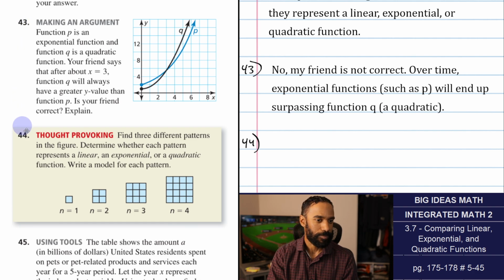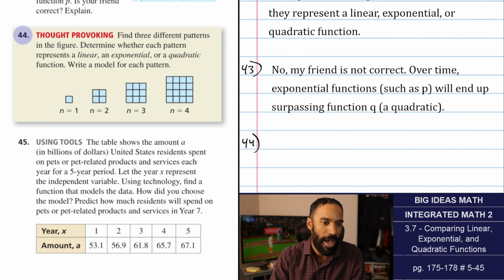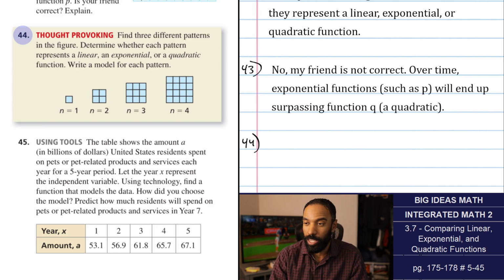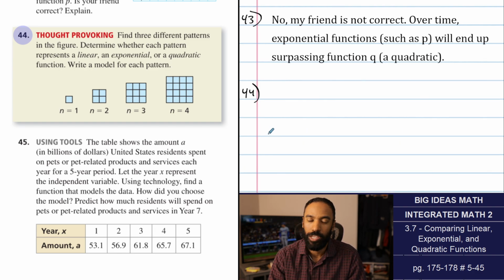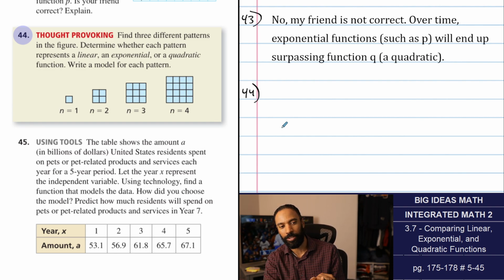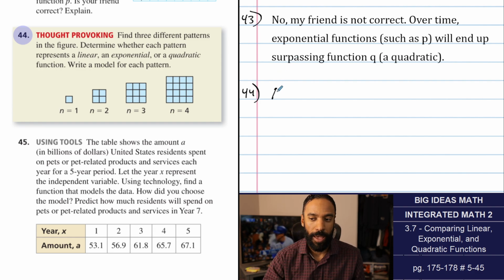Number 44, thought-provoking. Find 3 different patterns in the figure. Determine whether each pattern represents a linear, exponential, or quadratic function. Write a model for each pattern. Well, it looks like a quadratic function to me. When n is 1, I have 1, and then 2 is 4, 3 is 9, 4 is 16. That's straight up quadratic. But that's based off number of tiles. That's based off area. So maybe that's what they mean. One pattern that I'm seeing in the figures is based off area. So find 3 patterns. One pattern is area, which will be quadratic.